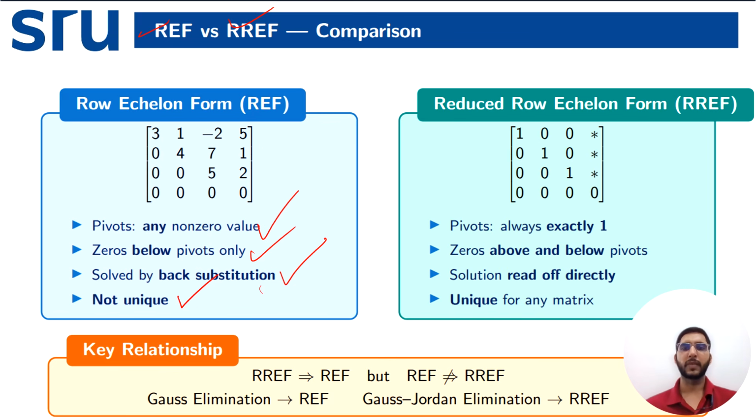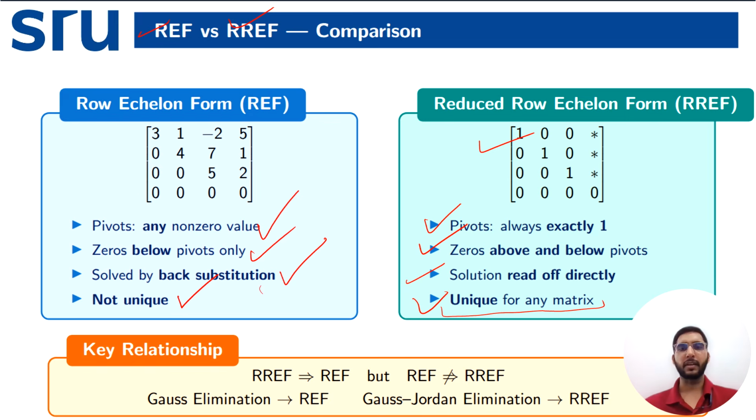But in RREF, as you can see, the pivots always have the value equal to 1. And entries above and below pivots are all 0. The solution can be read off directly from the reduced row echelon form, and it is also unique for any matrix. No other reduced row echelon form or RREF can be calculated.